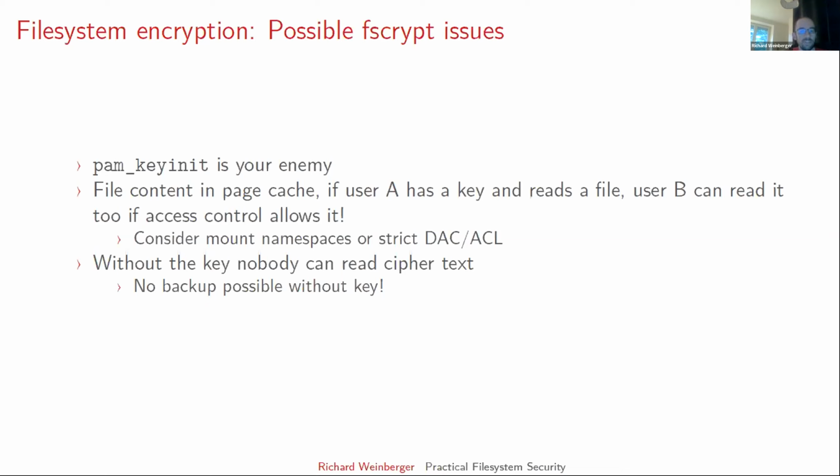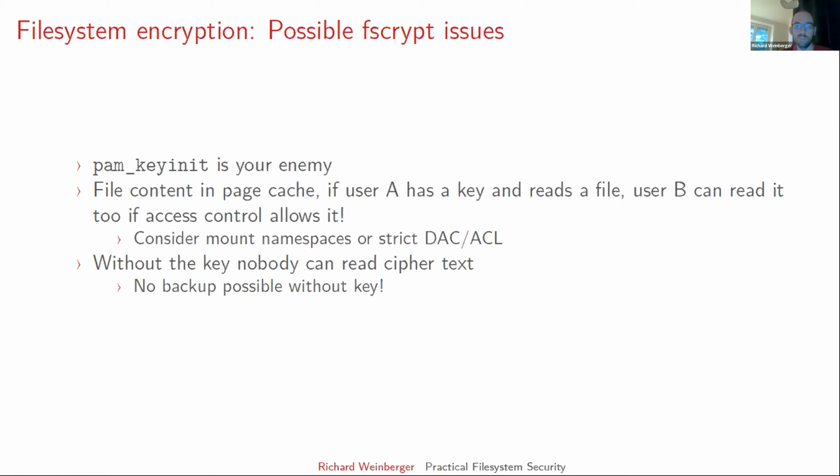And there's also another interesting property, namely the page cache. So when you access a file on Linux, the content is in the page cache. And I said before, when you try to access a file as user A and don't have the key, then you cannot read the file. But let's think about another way. When user A has the key and reads the file, and then later B tries to read it also, but does not have the key, it can still see the content because the content is in the page cache.